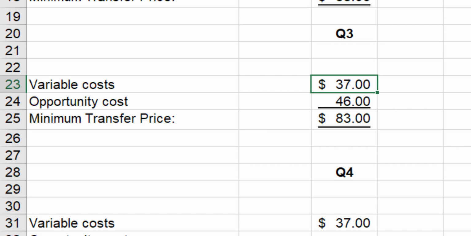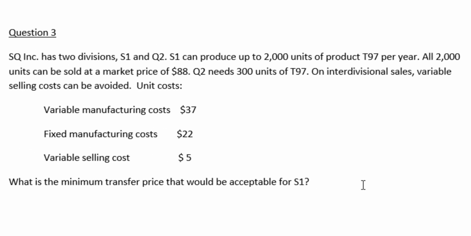Okay, in situation 3, here's what we have. SQ Inc. has two divisions, S1 and Q2. S1 can produce up to 2,000 units of product T97 per year. All 2,000 units can be sold at a market price of $88. Q2 needs 300 units of T97. On interdivisional sales, variable selling costs can be avoided. Unit costs, we've got variable manufacturing costs of $37, fixed manufacturing costs of $22, variable selling costs of $5, and the question is, what is the minimum transfer price that would be acceptable for S1?